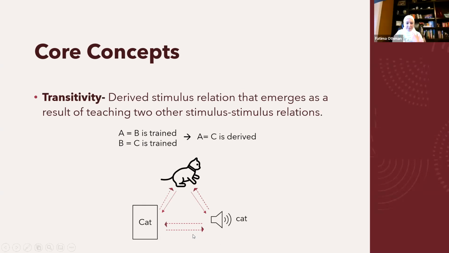So right here, after I taught you these two learned relations, this is what you learned. This is what you are now able to do without me ever having to teach you. So if I present you with the written word cat, you're able to say cat. And if I say cat, you're able to choose the card cat. So essentially, I never taught you how to do it, and yet you were able to do it on your own and for your answer to be correct without ever having to contact reinforcement.